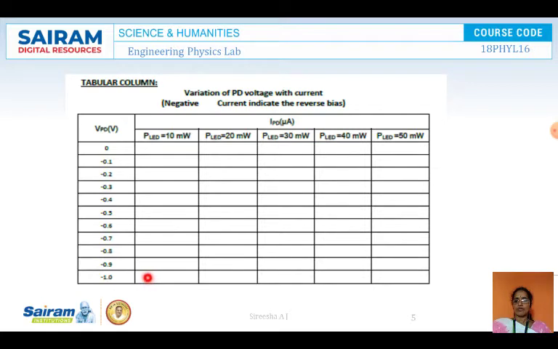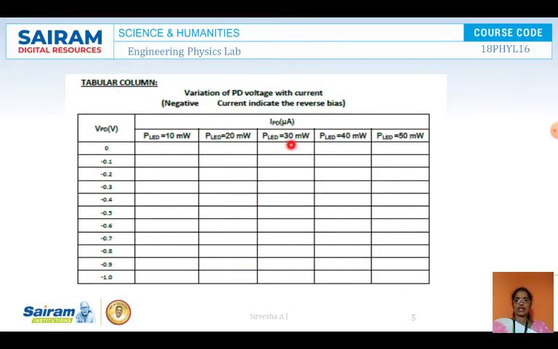Once 1 volt has been reached, bring the pot to the normal position, that is 0, and change PLED to 20. Once PLED is set to 20, again vary the voltage in steps of 0.1. Note down the corresponding current. Until 1 volt you have to measure.